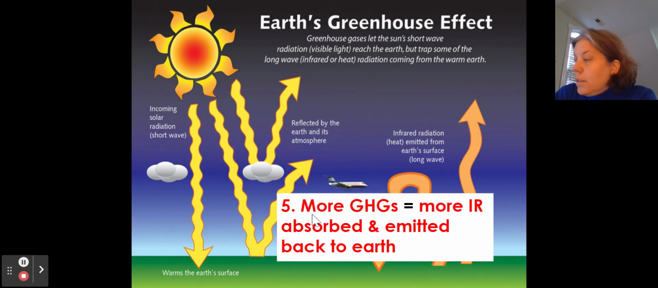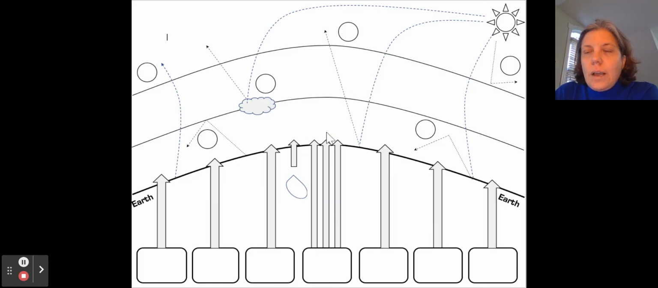Now, the last one here says more greenhouse gases equals more infrared radiation absorbed and emitted back to Earth. So this is why it's making us warmer. If we have more greenhouse gases, we tend to absorb more, send it back to Earth, and make us warmer.